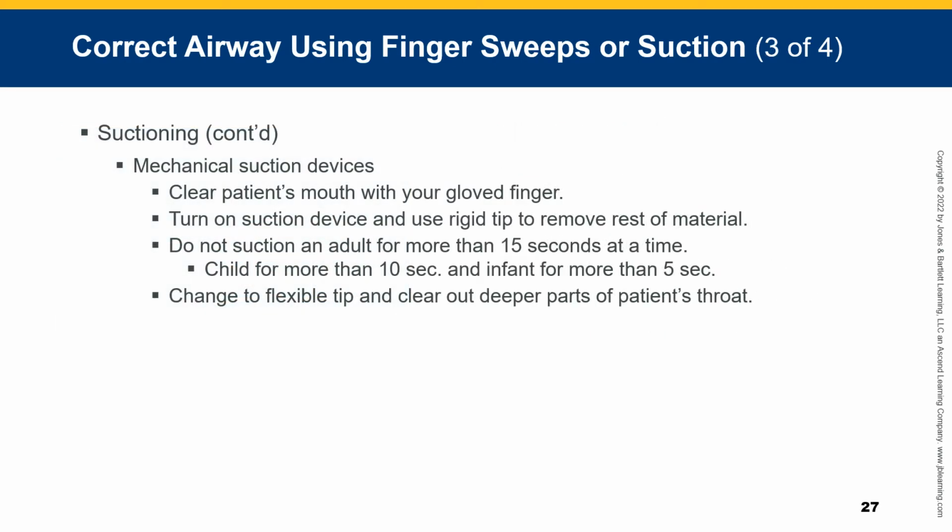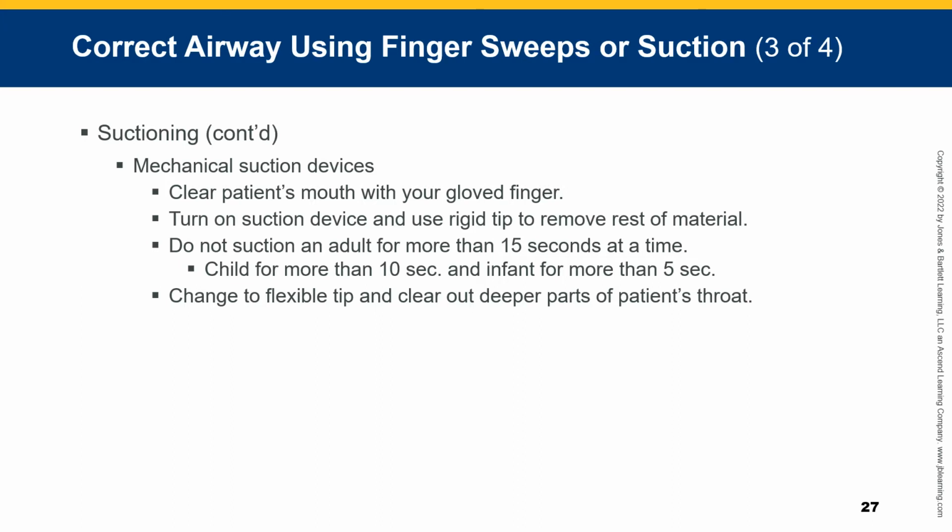Mechanical suction devices use either a battery-powered pump or an oxygen-powered aspirator to create a vacuum to withdraw secretions, blood, or vomitus from the patient's mouth. Such a device draws the obstructing materials away from the patient's airway. Clear the patient's mouth of large pieces of material with your gloved finger before you use this device, and then turn on the suction device and use the rigid tip to remove most of the remaining material.